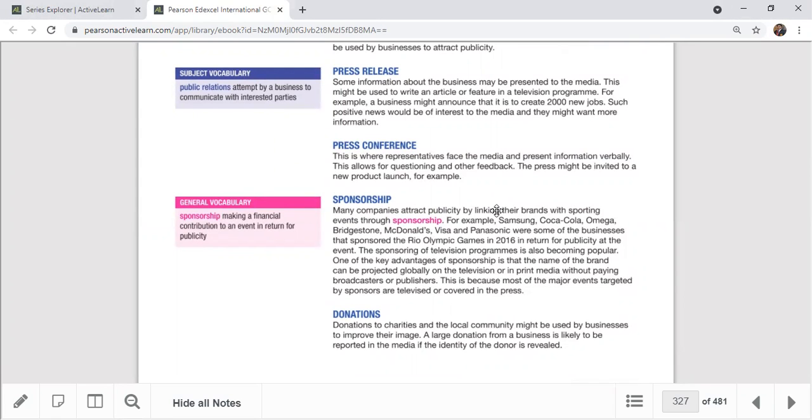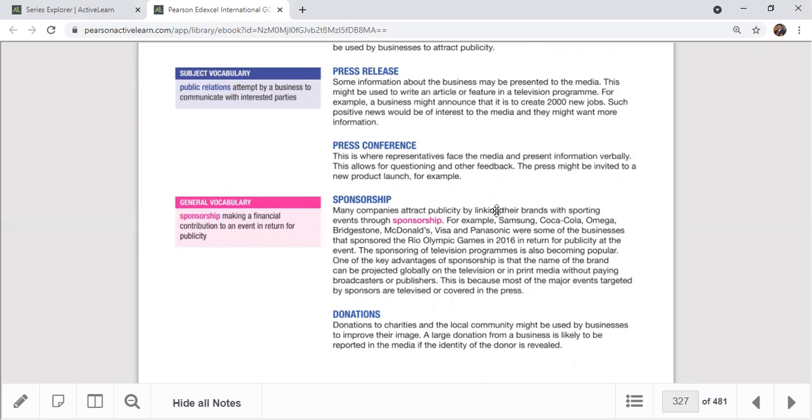Number one, press release. Normally a lot of people give interviews to the media, like newspapers. Mainly, a press release means something written, or it can be an interview to a media channel. Sometimes it means written documents or newspaper articles. Some information about the business may be presented to the media, and this might be used to write an article or a feature in a television program.